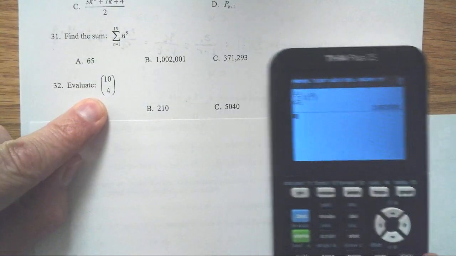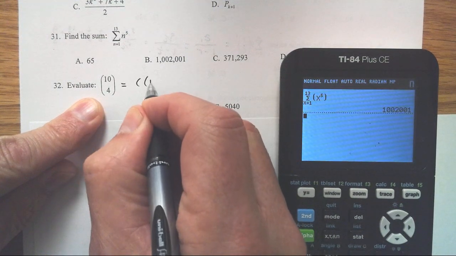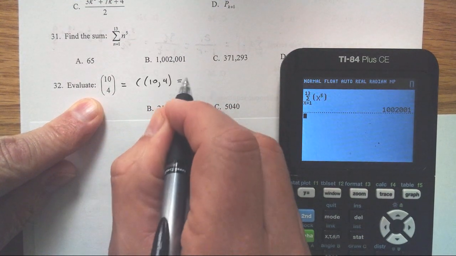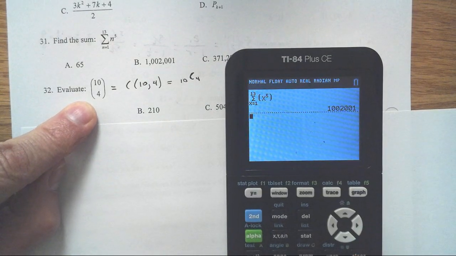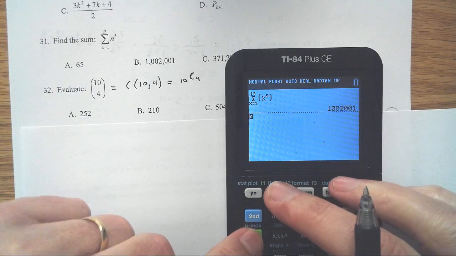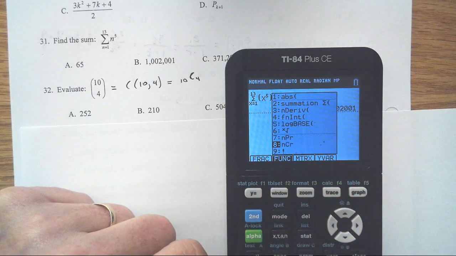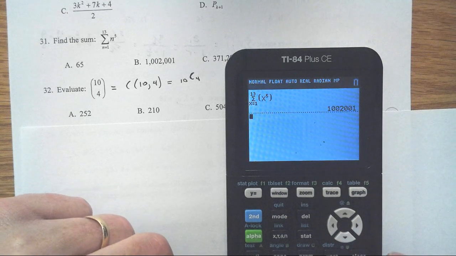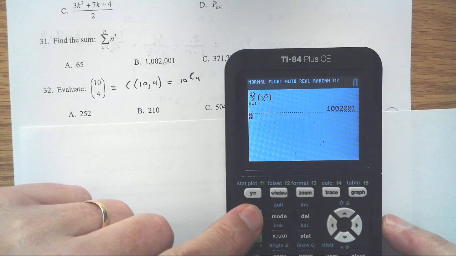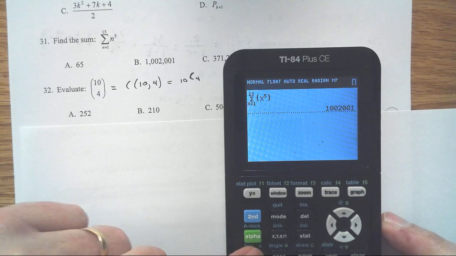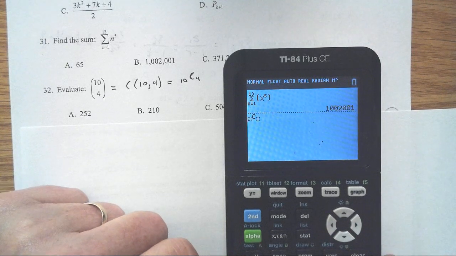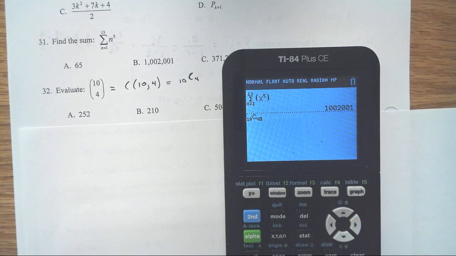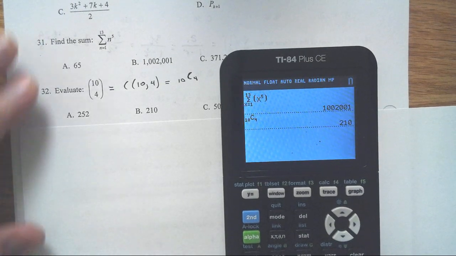This is combination 10-4. This is the same as how I write it often and how Excel likes it, or 10C4. They all mean the same thing, and we've got combination available to us. Is that in alpha window? It is there. If you don't have it there, I know you can get it by going into second, math, or just into math, probability. It's right there as well. So we just want 10C4. 210. Should be able to do it by hand, but don't have to for the final.